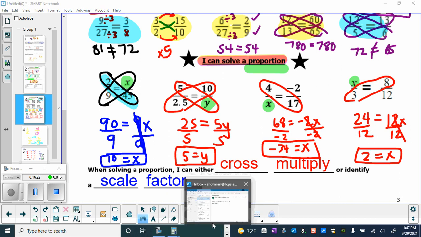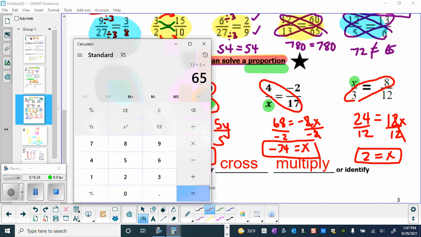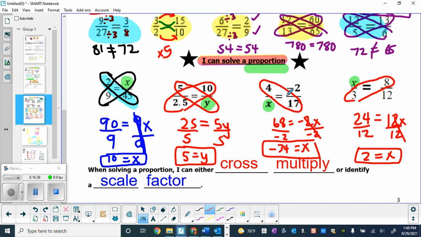And I'll show you one more time in the calculator so you can see how lightning fast this is. You've got 8 times 3. 8 times 3 equals, and then you divide by the other number, so there's the 12, and that's how I got my answer, 2. So what you guys see me doing here is the first answer. When solving a proportion, I can cross multiply. We just solved the proportion to figure out what the number had to be so that they were equal.